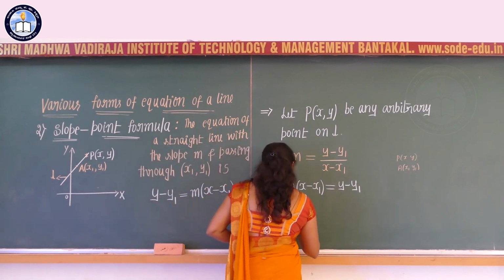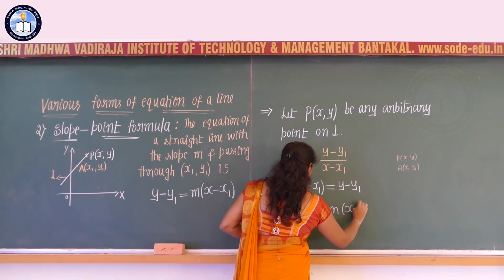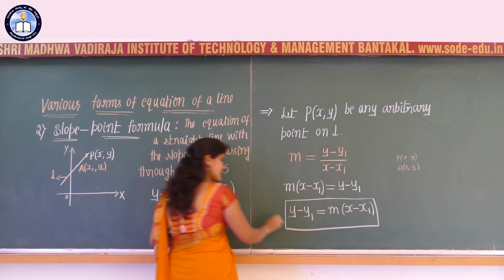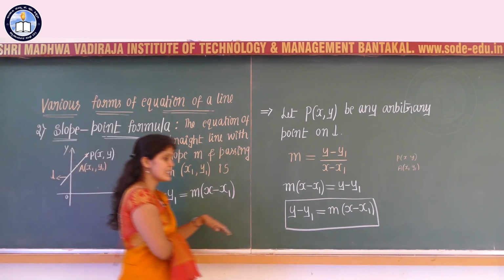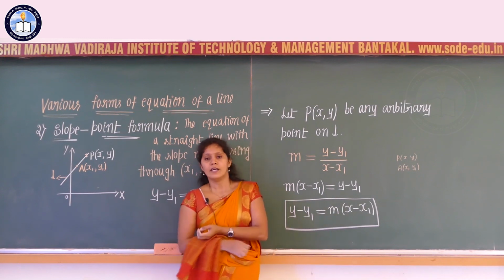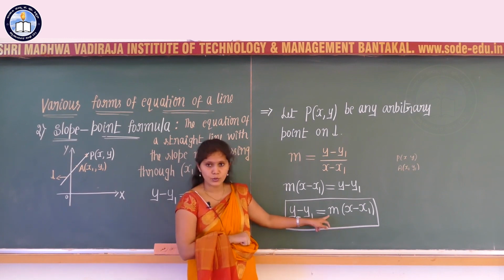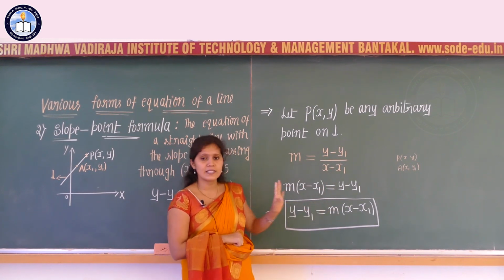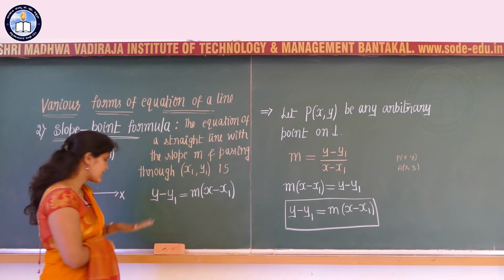So, here the equation of a line with the slope m that passes through one given point is given by the formula y minus y1 is equal to m into x minus x1, where m is the slope of the line. Sometimes the slope will be directly given in the question, or the inclination will be given, so by considering m is equal to tan theta, we should find what m is. x1 comma y1 is the point which is given. So, this represents the equation of a line when the slope and the point are given in the question.